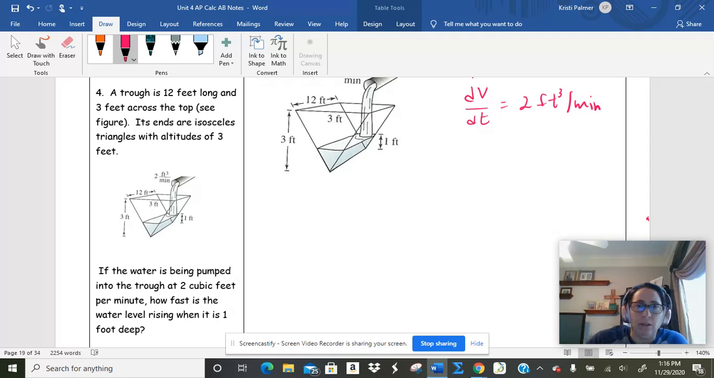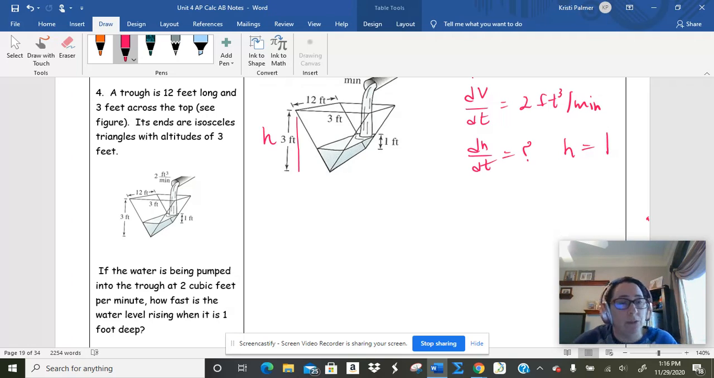How fast is the water level rising? So let's maybe call this our height. Okay. How fast is the water level rising when it is 1 foot deep? So that's kind of what they've given me.